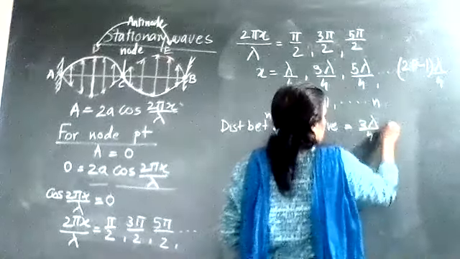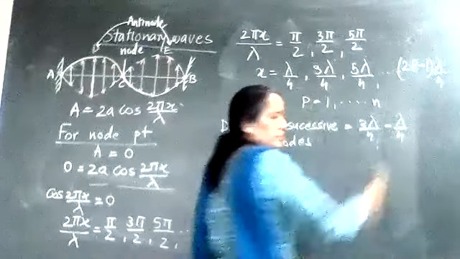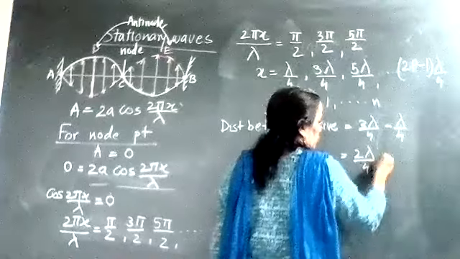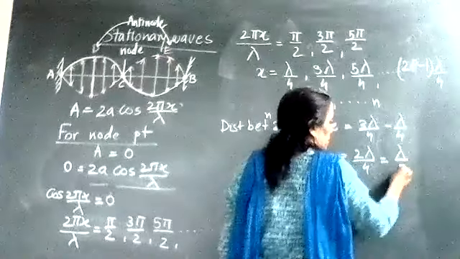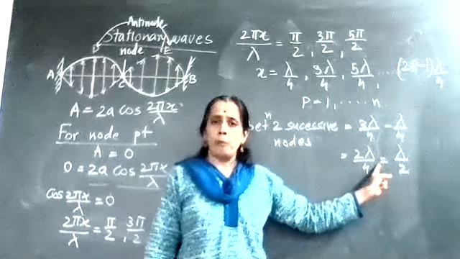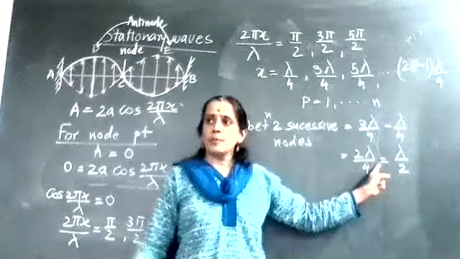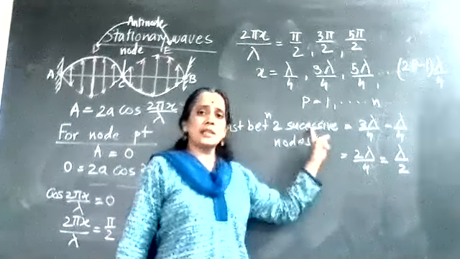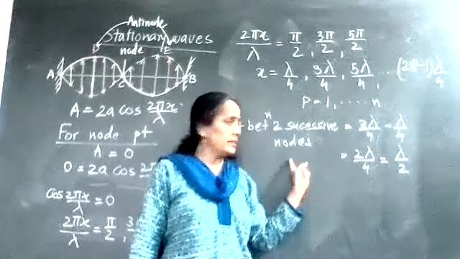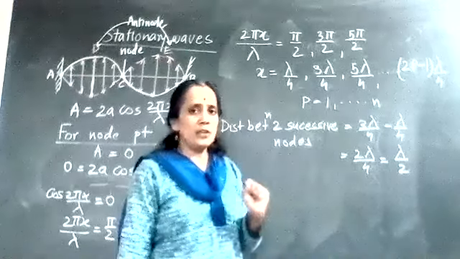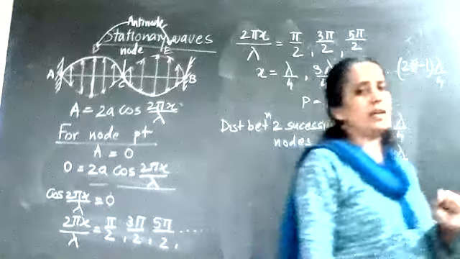3 lambda by 4 minus lambda by 4, which will be nothing but 2 lambda by 4, which is equal to nothing but lambda by 2. So this is also one of the important statements for your MCQ. That is, the distance between two successive nodes is nothing but lambda by 2. So that thing you have to remember very, very carefully.